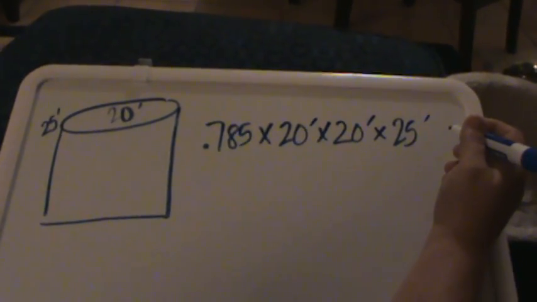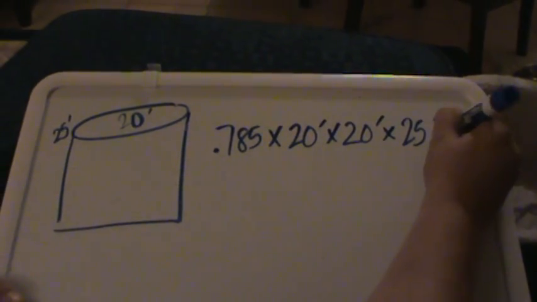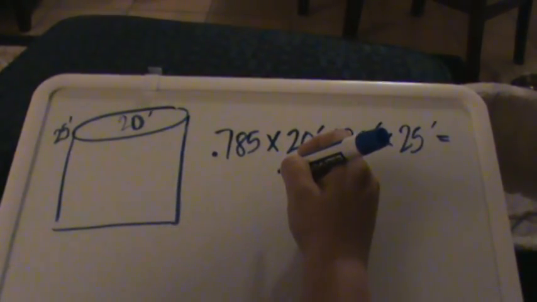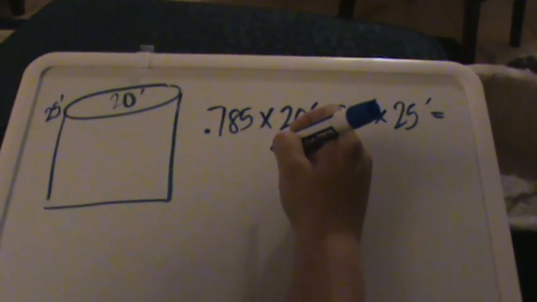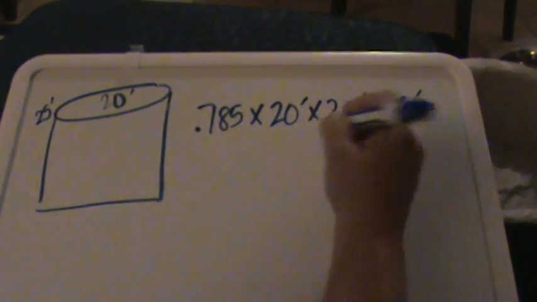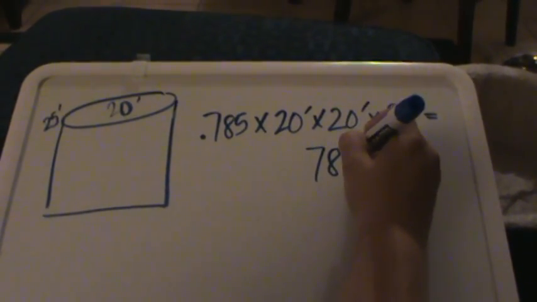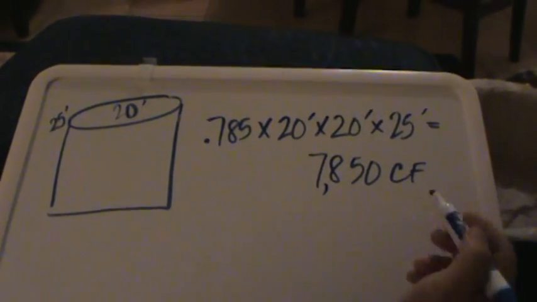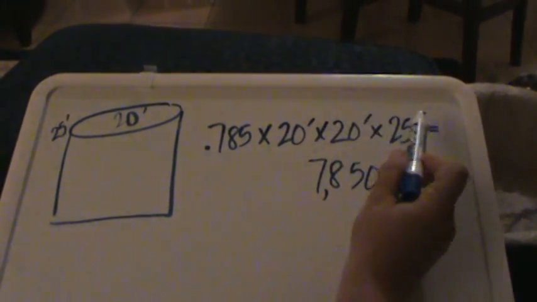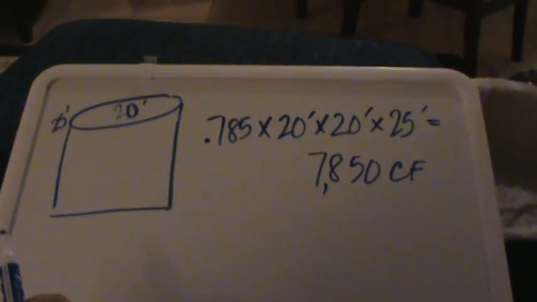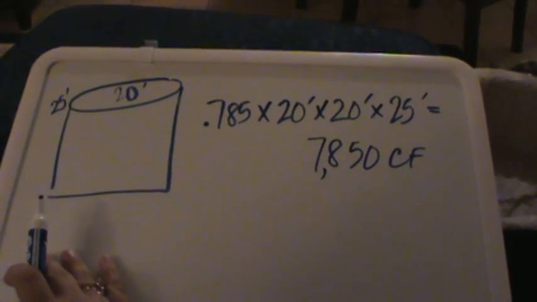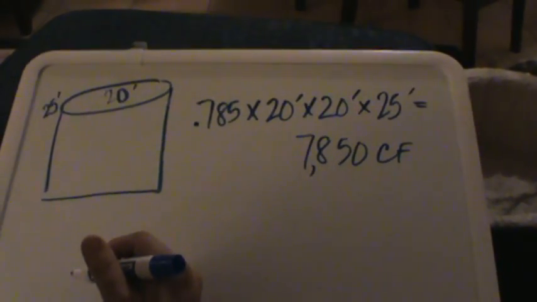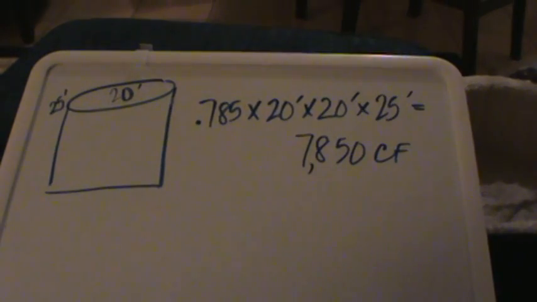So let me go back to the question. It's asking for me in gallons, but let's go ahead and calculate this. If we do the math on this, it's asking for it in cubic feet, so we don't have to do any further calculations. That'll be 7,850 cubic feet, right? Because we have foot times foot times foot, 1, 2, 3 cubic feet. So if we go back to the question, how many cubic feet of water can I put in this tank? 7,850 cubic feet. Okay, the next question.